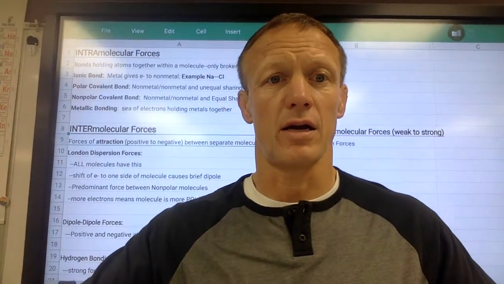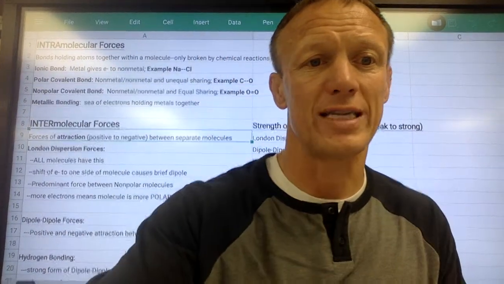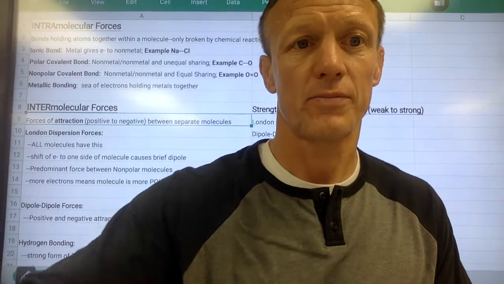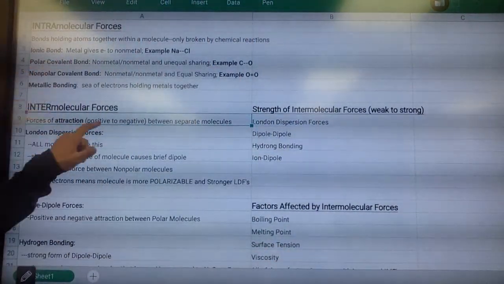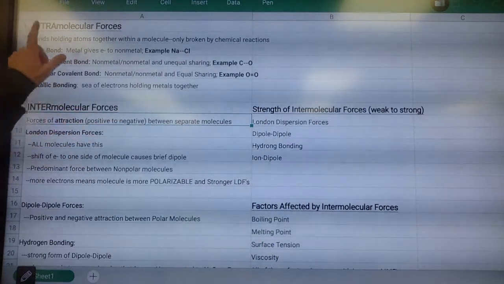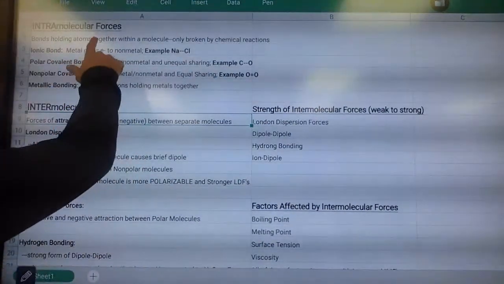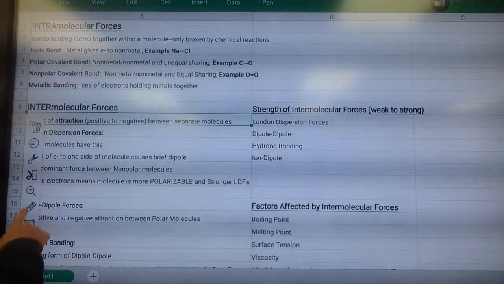All right, this video is on intramolecular forces and intermolecular forces. So the sheet I've given you here is intra versus inter. We're going to be focused mostly on intermolecular forces, not intra. So on intramolecular forces, your bonds that are holding elements together, which are really strong.